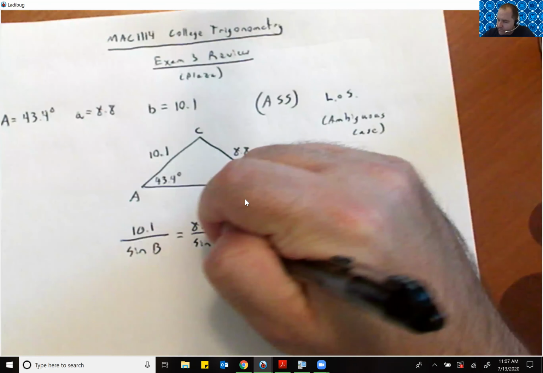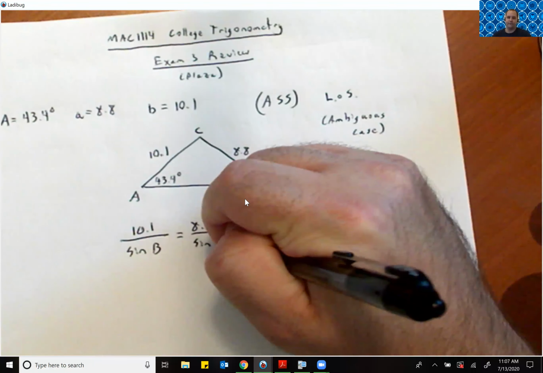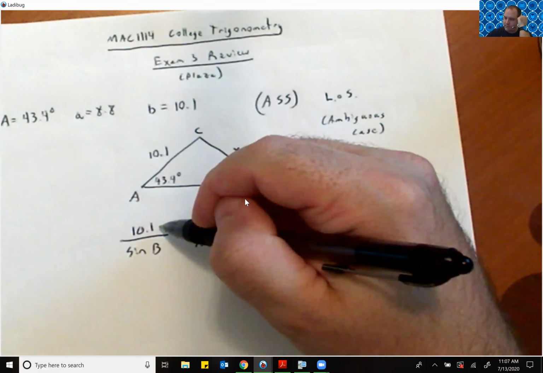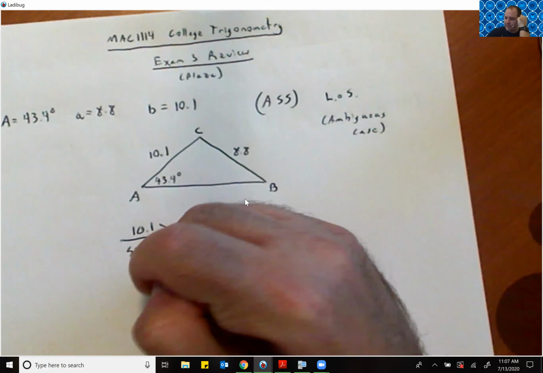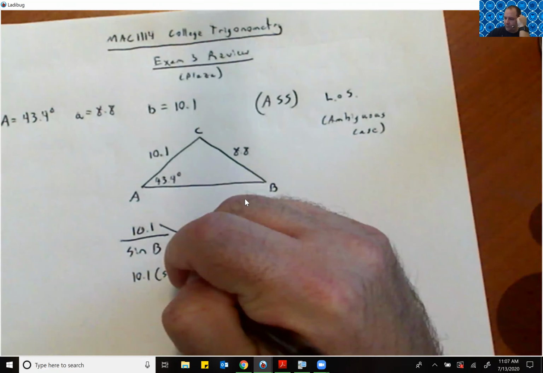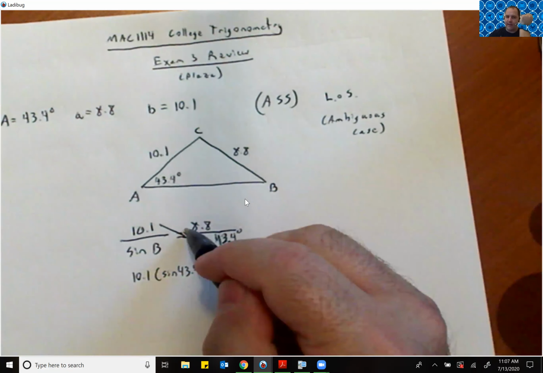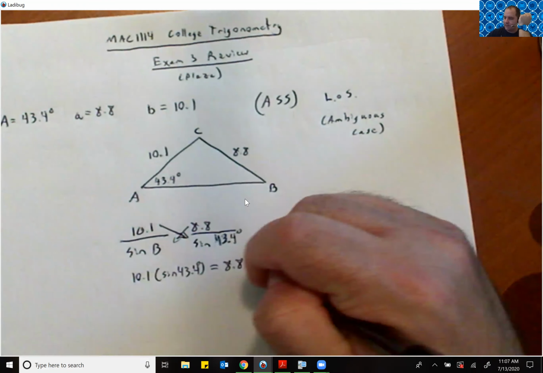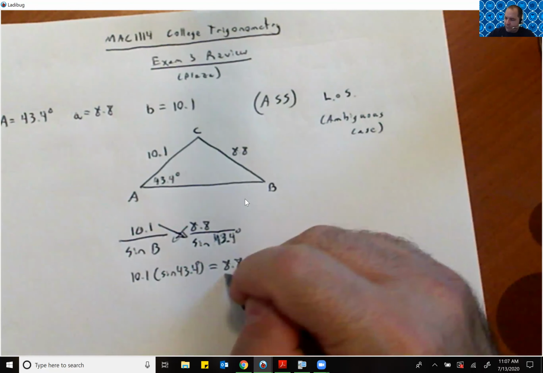43.4 degrees. Remember, all you're going to do is cross multiply. So we're going to have 10.1 times sine 43.4 degrees equal to 8.8 times sine B. Now we want to get sine B by itself, so we're going to divide by 8.8.